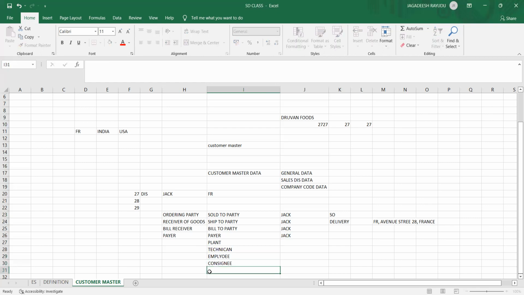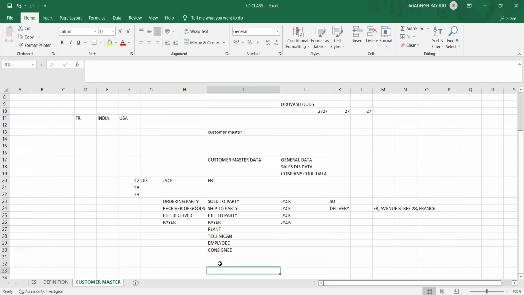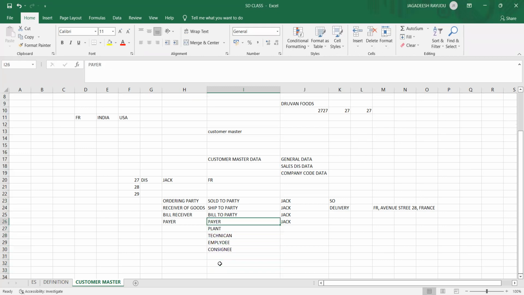Consignment means there will be a consignment location, which we will discuss later. Different kinds of partners will be there. Don't try to concentrate on all of this, I will show you on the system. Try to concentrate on these four, the four mandatory functions.